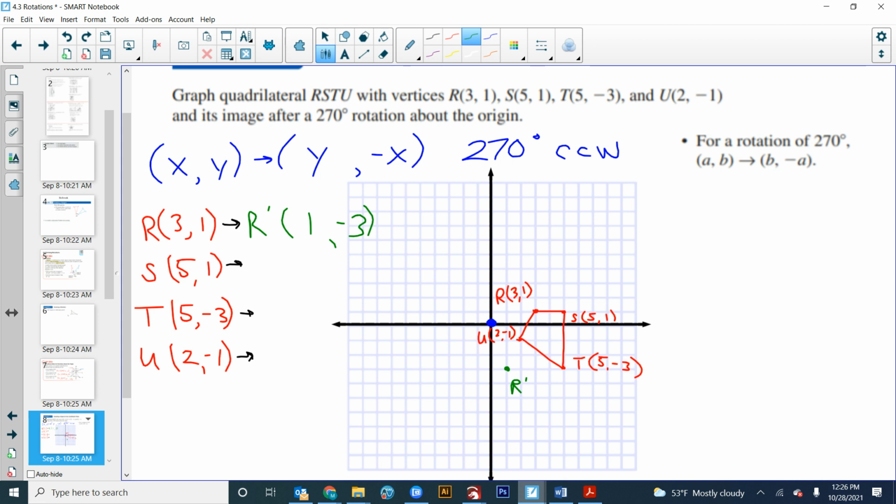Next, we have S prime. Daniela, help me out. What's S prime going to be? 1, negative 5. I like it. 1, negative 1, 2, 3, 4, 5. S prime. T prime.